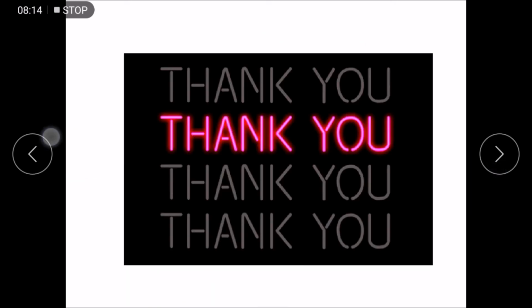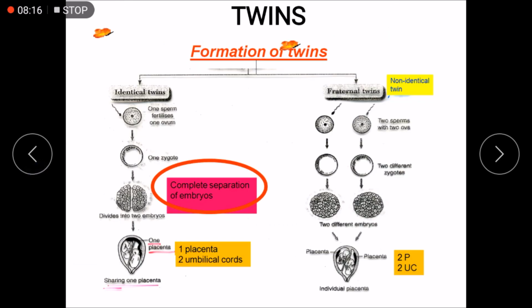Joined together. So when the embryo is not completely separated, that is how we get the conjoined twins, or the Siamese twin.